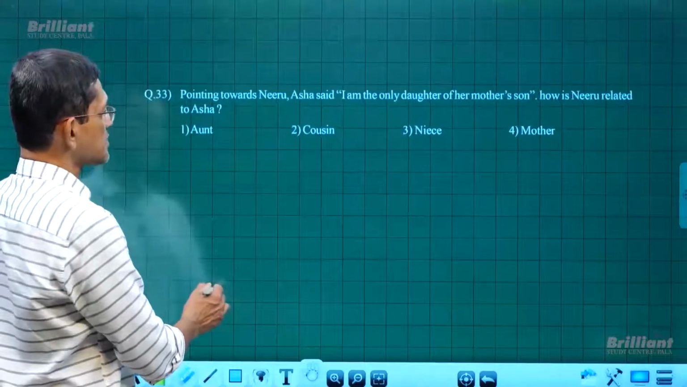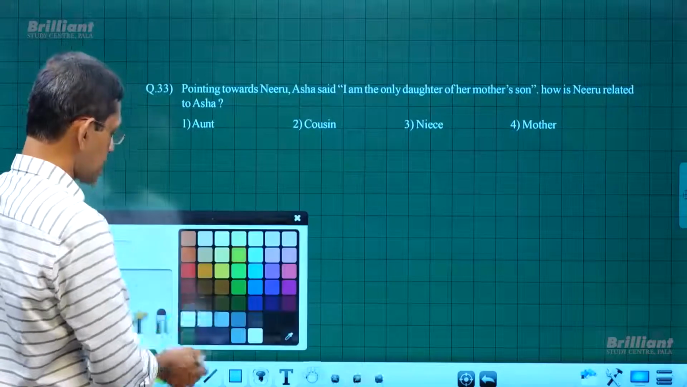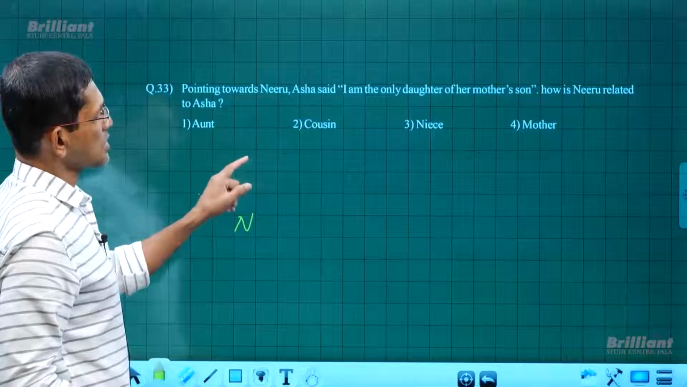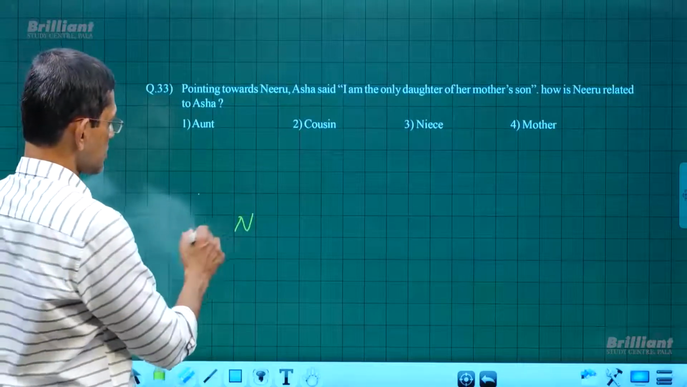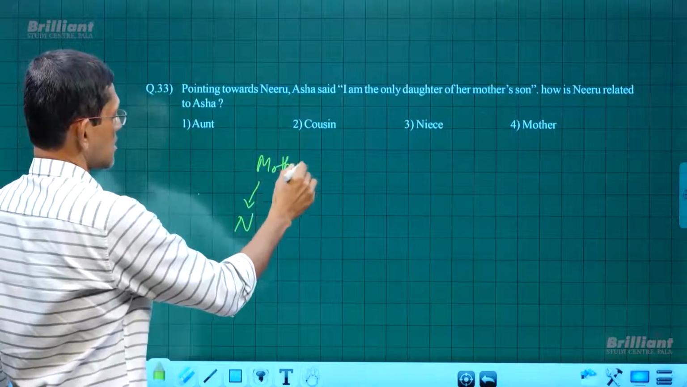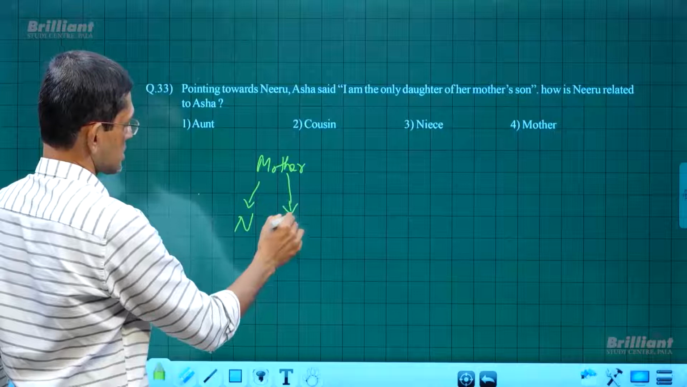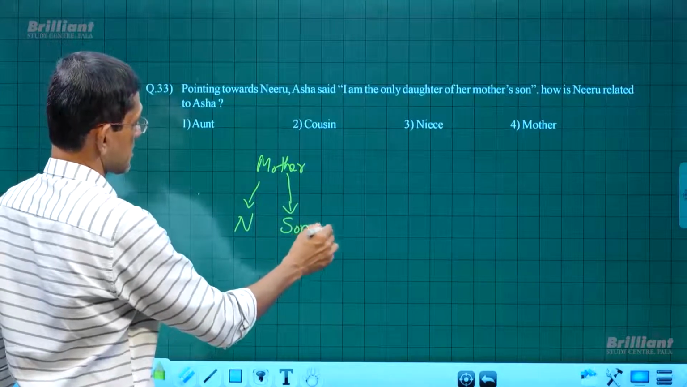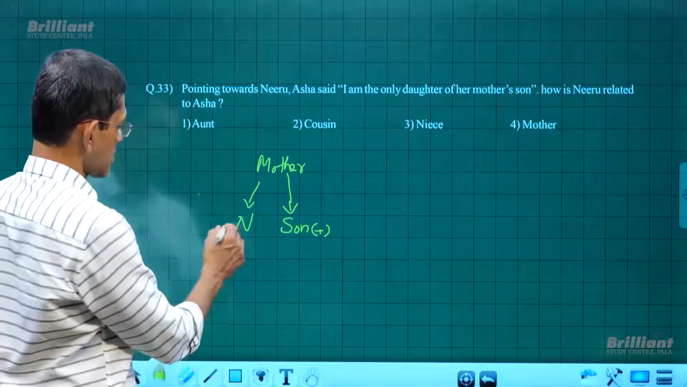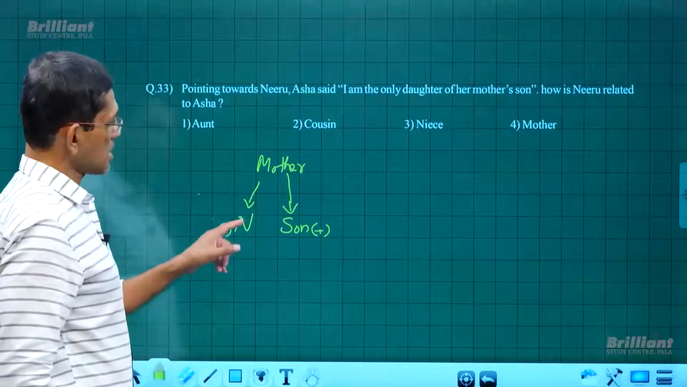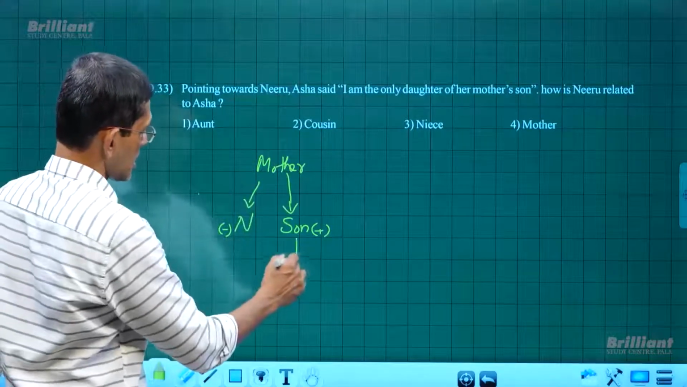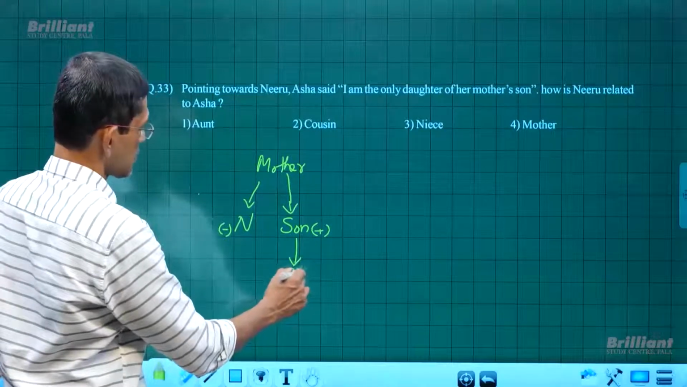Next one, number 33. Pointing towards Neeru, Asha said, I am the only daughter of her mother's son. So this is Neeru. Her means Neeru, her mother's son. So her mother's son, and that only daughter is who? That is Asha.